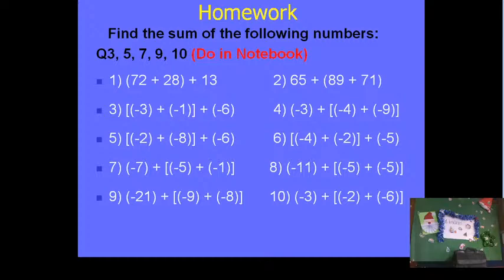Right? Let's say this question, we will do these two first. -3 plus -1, it is -4 plus -6. Step 1. Step 2, -4 plus -6, right? -10. So you have to do it in 2 steps. So you have to do only 3, 5, 7, 9, 10, right? Only 5 questions. It is all your homework.